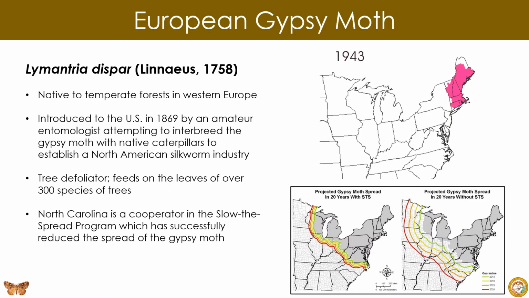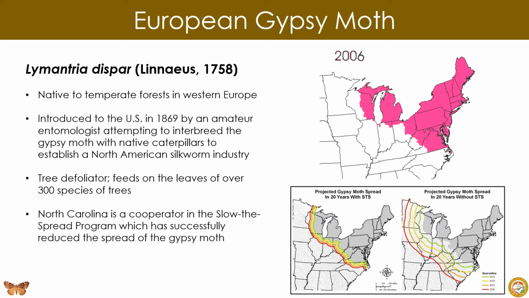The next pest of note is the European gypsy moth, Lymantria dispar. Originating from the temperate forests of Western Europe, the gypsy moth was initially introduced into the United States in 1869 by an amateur entomologist named Etienne Leopold Trouvelot. He was attempting to interbreed the gypsy moth with native caterpillars in order to establish a silkworm industry in North America. Unfortunately, the backyard enclosures that held the gypsy moth caterpillars overturned during a storm, releasing the caterpillars into the wild. Ever since, gypsy moth has spread to the north, south, and west.